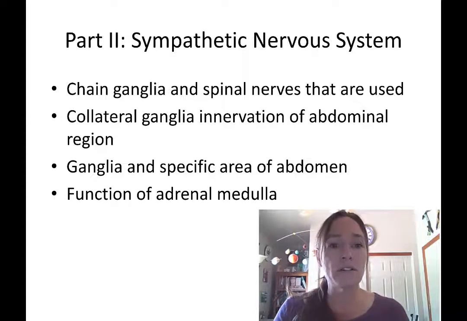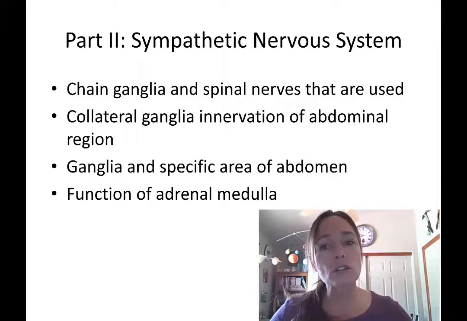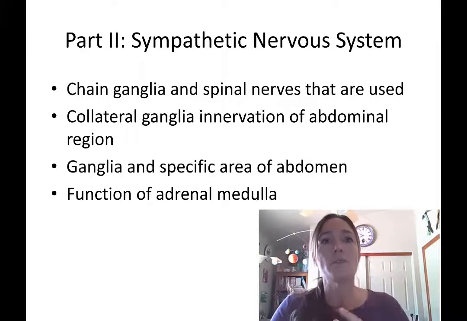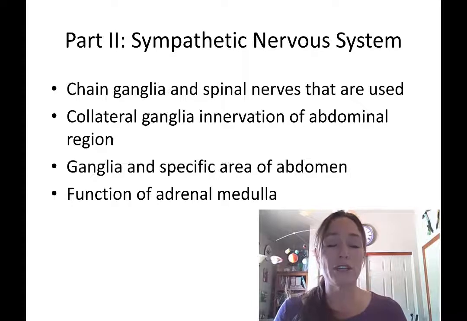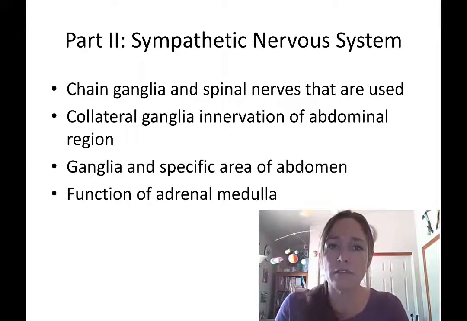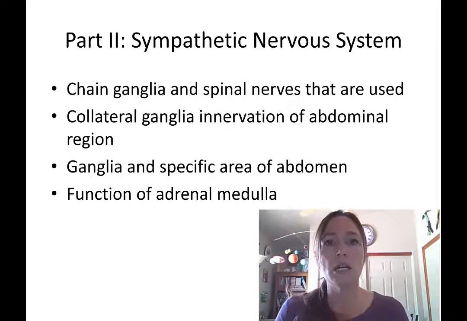The sympathetic nervous system also has collateral ganglia, but that's exclusive to the abdominal cavity, because within our abdominal pelvic region, pretty much everything in there is autonomically controlled. We're not telling our ovaries to ovulate, or telling our large intestine to move food along. We're not telling our small intestine to move food along, or telling our pancreas to release digestive enzymes. So that is under an immense amount of autonomic control.